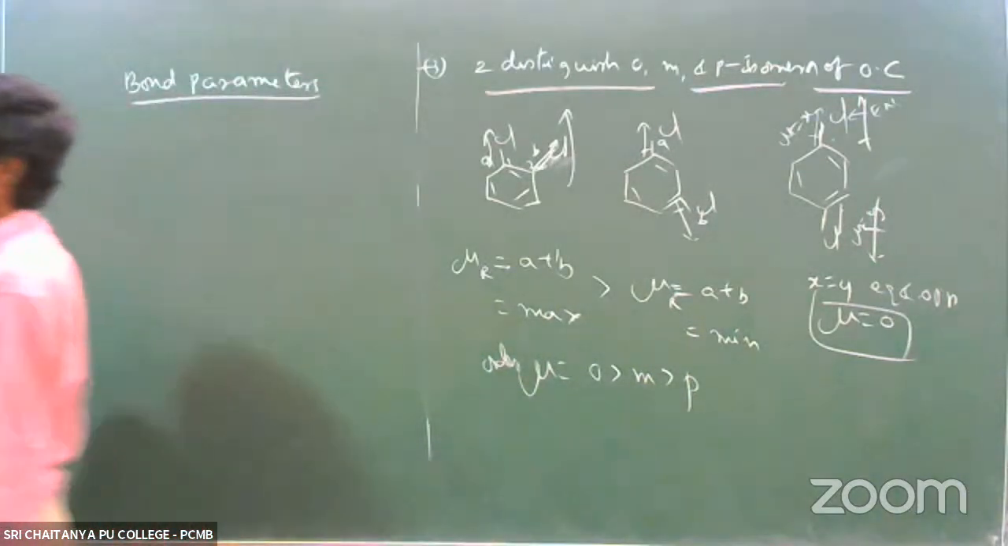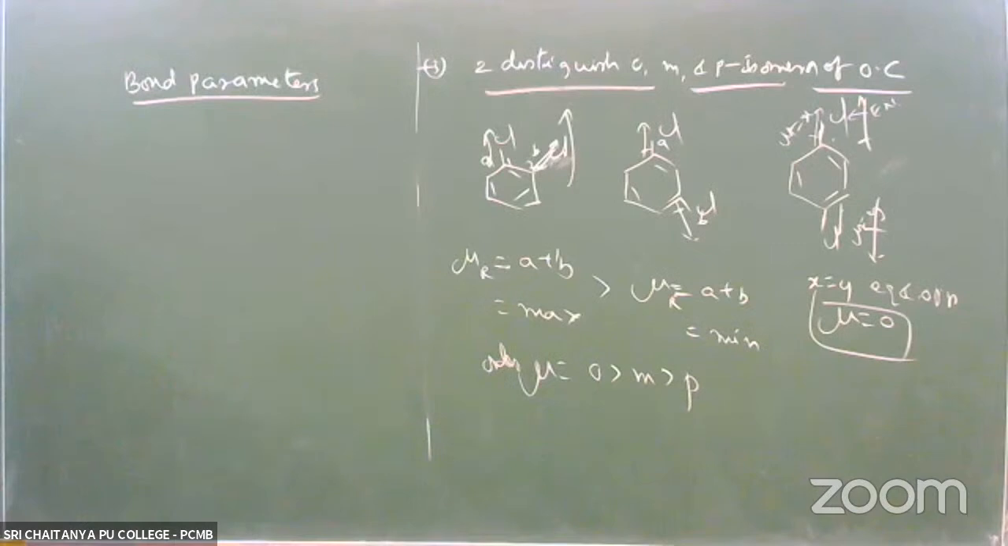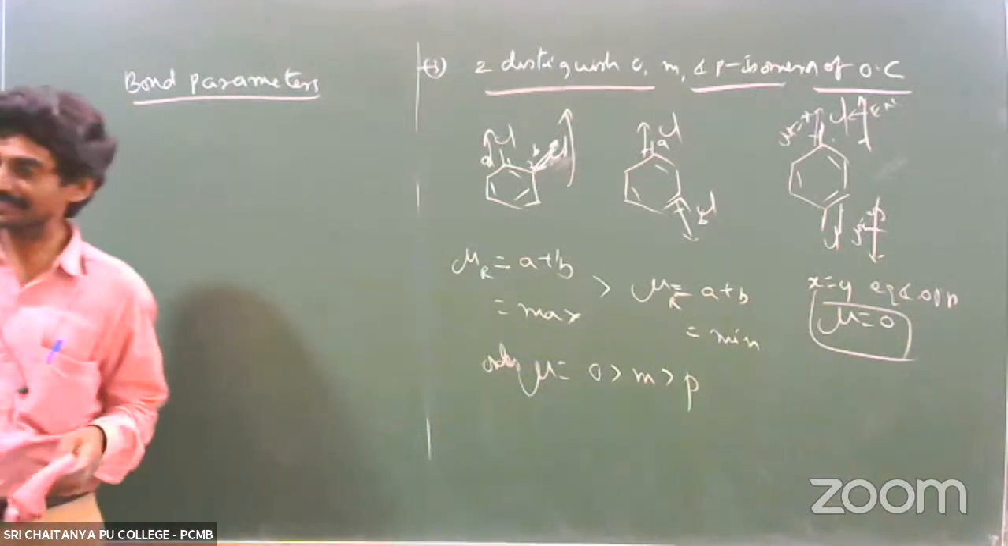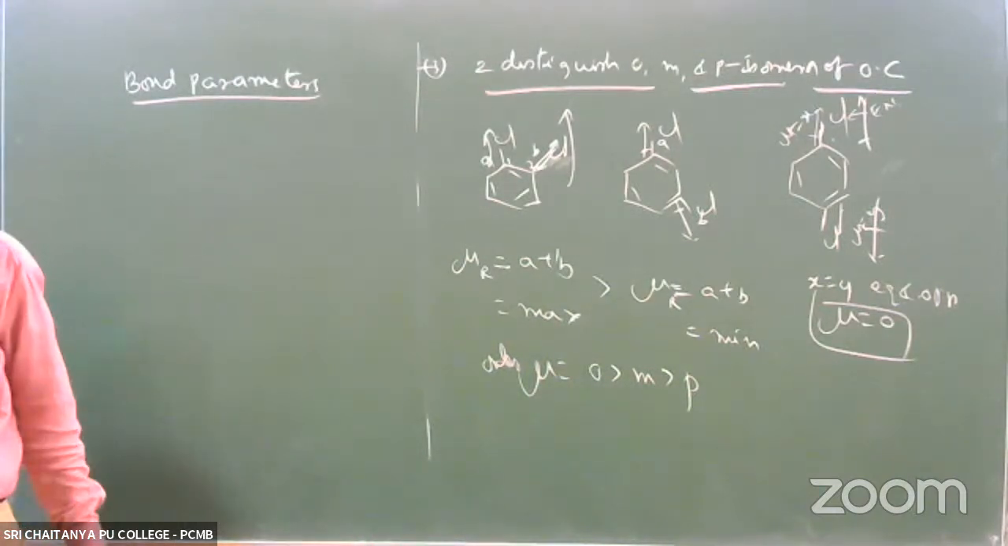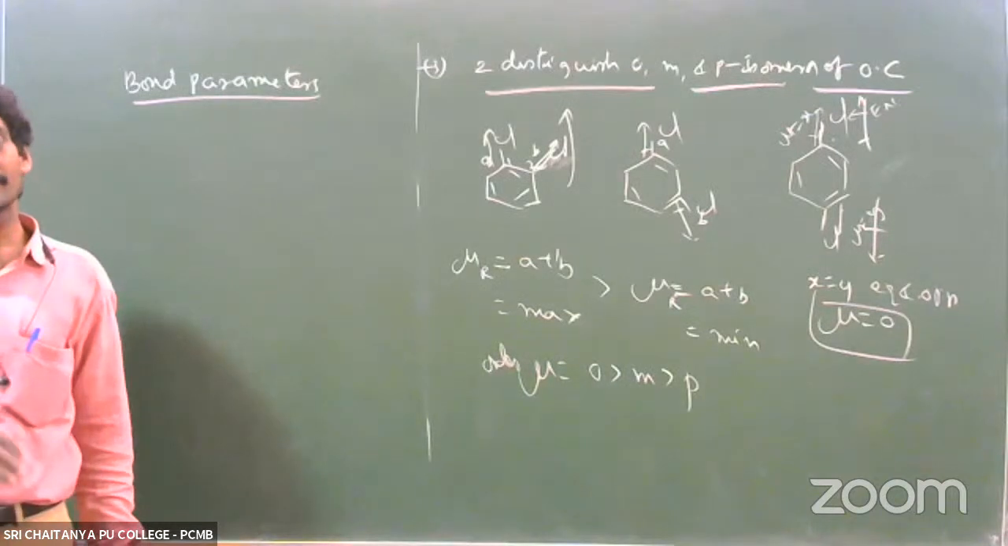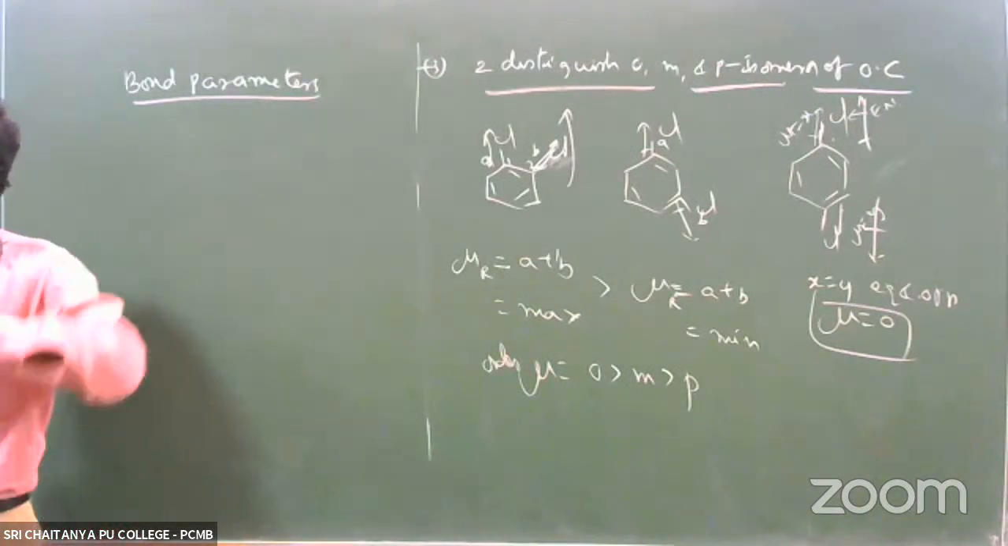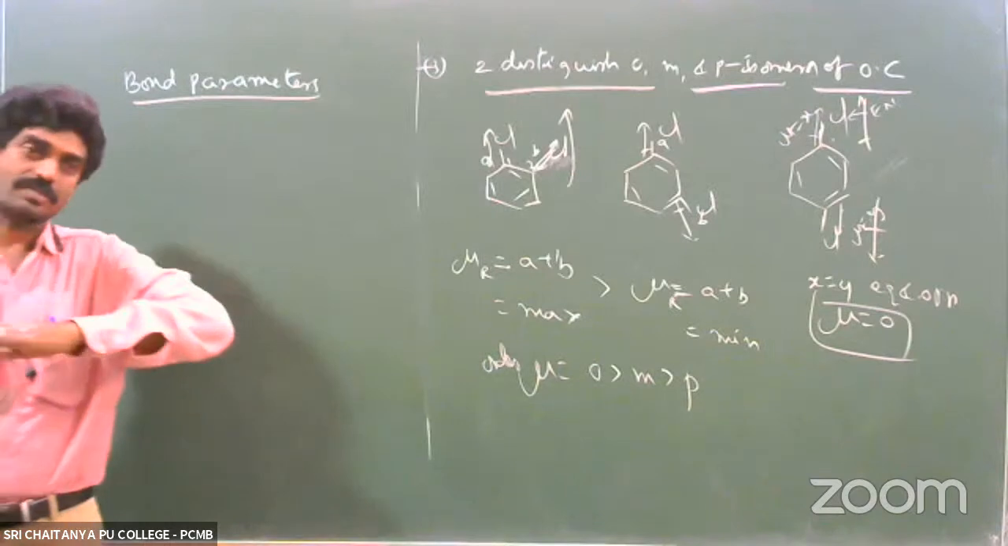How is it formed? Either by overlapping of atomic orbitals according to valence bond theory, or by intermixing of atomic orbitals according to hybridization, or by linear combination of atomic orbitals according to molecular orbital theory, right? The covalent bond is formed, according to valence bond theory, by overlapping of atomic orbitals, right?